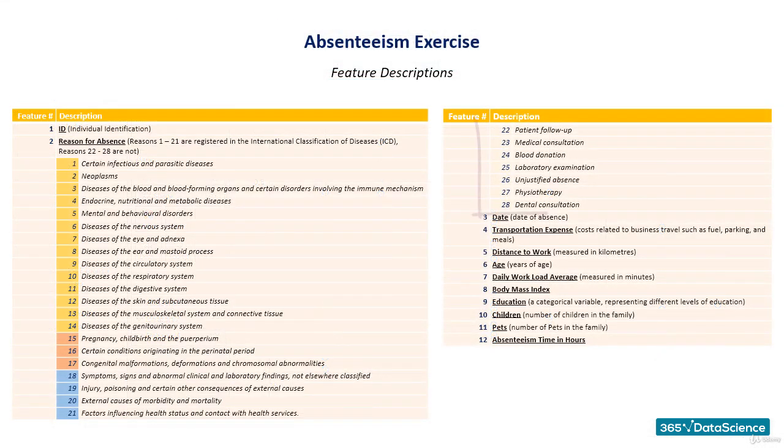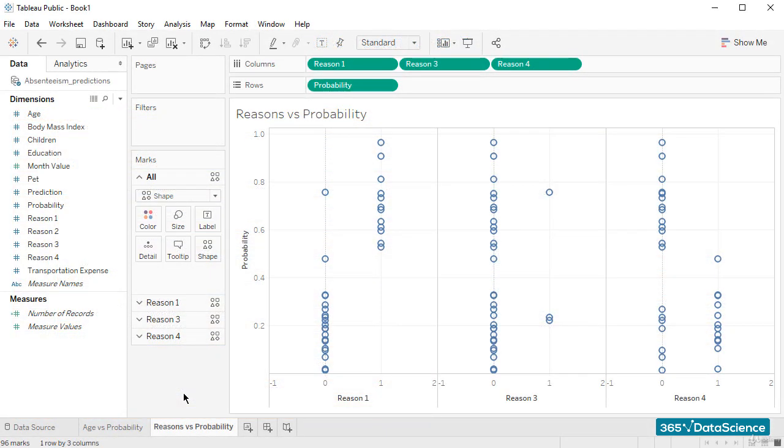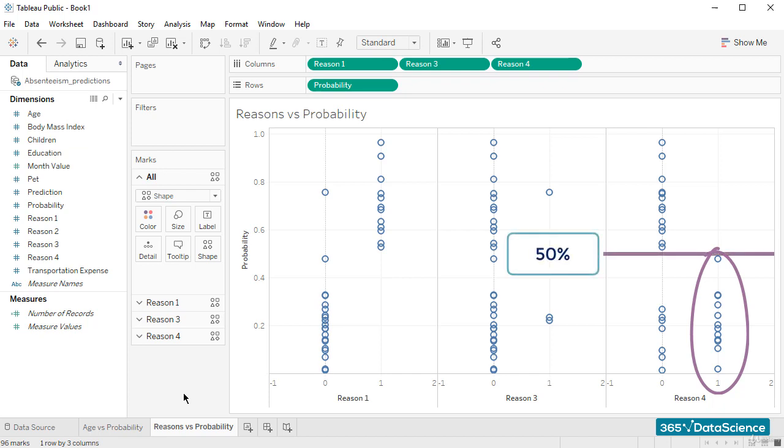How about Group 4? It represents what we've called light reasons for absence, a dental appointment, physiotherapy, a medical consultation, and others. When you think of it, it is quite probable that none of these could be serious enough to require that a person is absent from their workplace for an entire day. That's why the numbers show that people who have to be absent for such a reason are not expected to be excessively absent. As you can see, the probability values are all below the mark of 50%. Here, we can end the solution of our second visualization task.